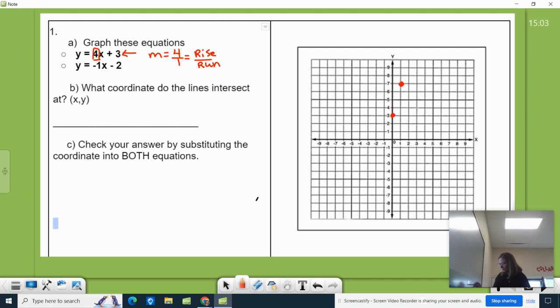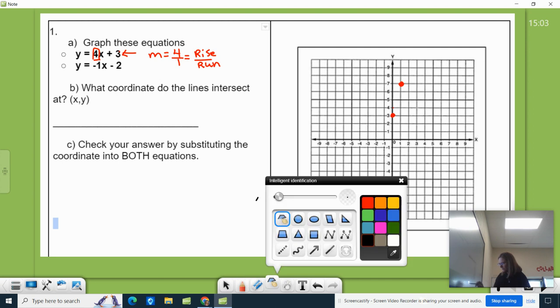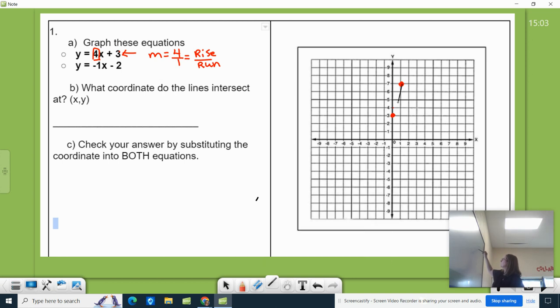I don't believe I have a ruler. Maybe I can. Aha.